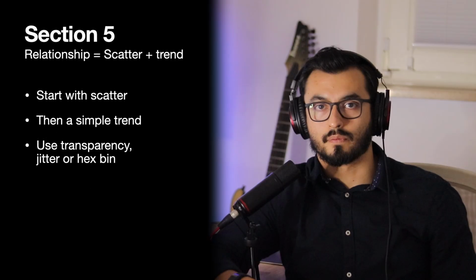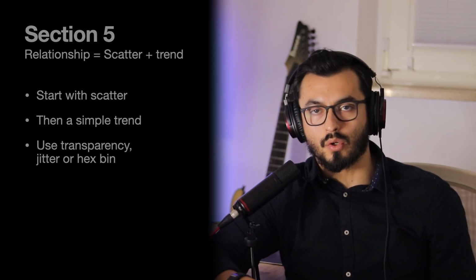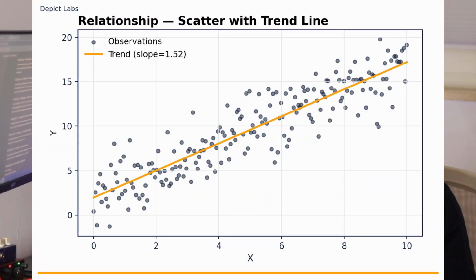Section 5. Start with the scatter to see correlation, patterns, and non-linearity. Only after looking at the data, add a simple trend. If you start feeling that the chart is visually overloaded, start using some transparency, jitter, or hexbin.